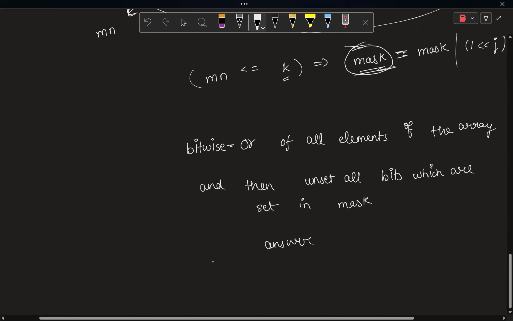So I hope that you got some intuition. For the D problem, we have not talked about the complete solution, but I hope that you got the intuition.